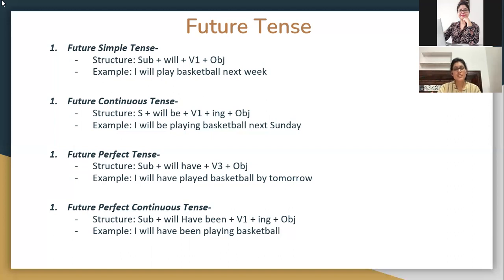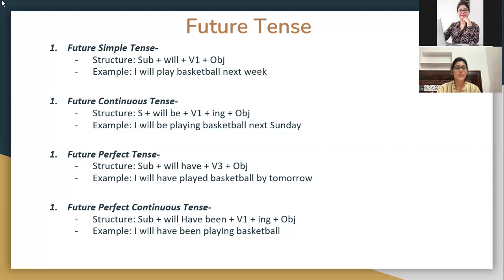In future tense, we use next week, next day, next year. So we use future simple tense because we talk about the future.